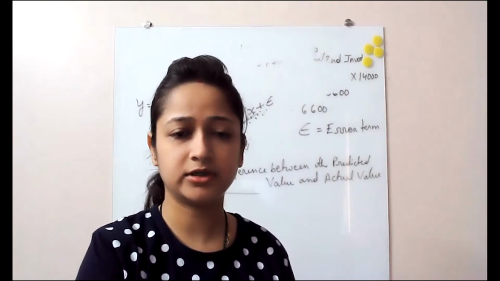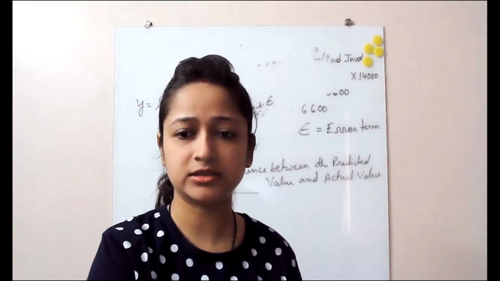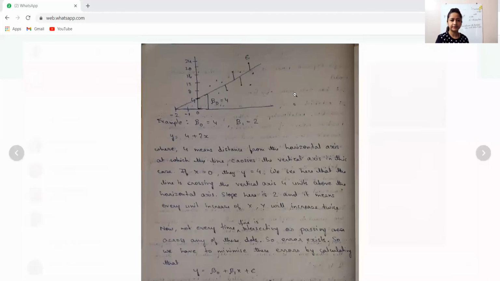So here I have written all these things very clearly, like I have shown in the picture what is error. So I have written E. Now example, beta 0 is 4, beta 1 is 2, y is equal to 4 plus 2x, where 4 means the distance from the horizontal axis.